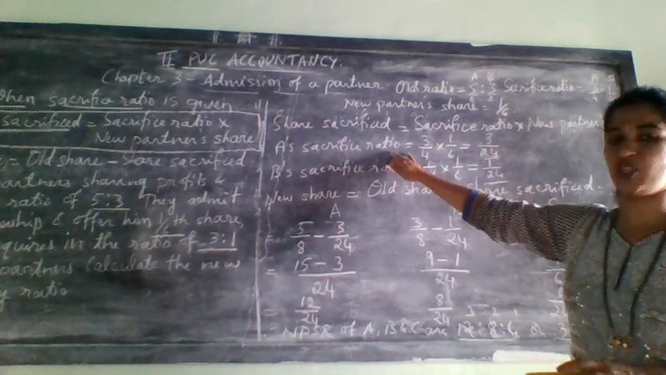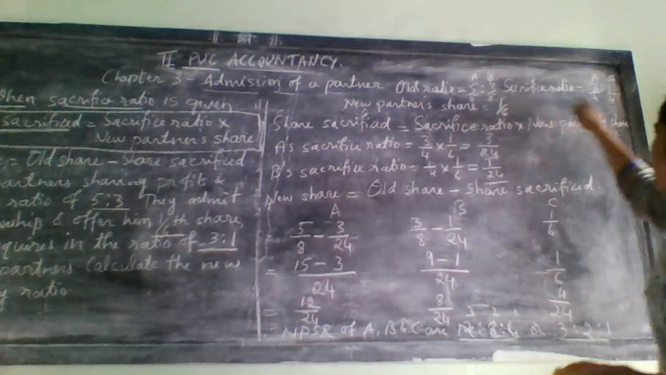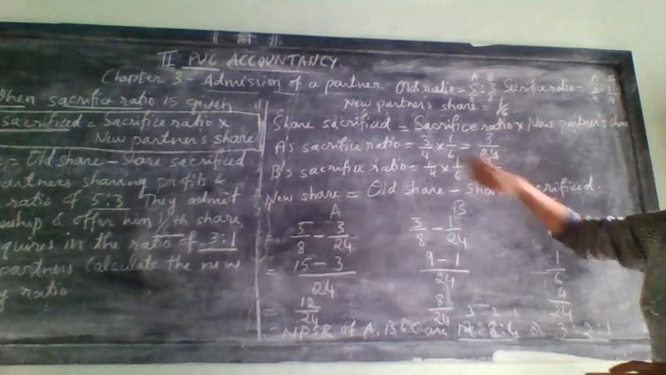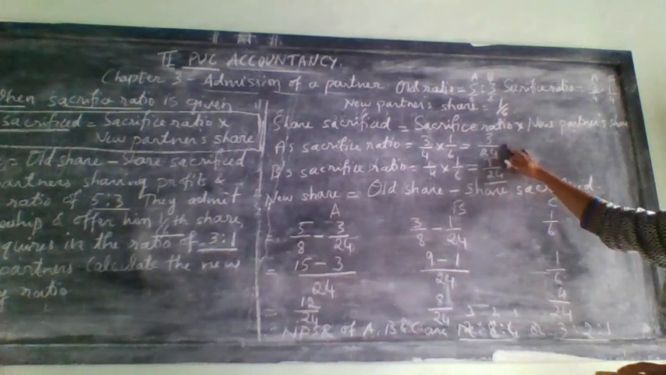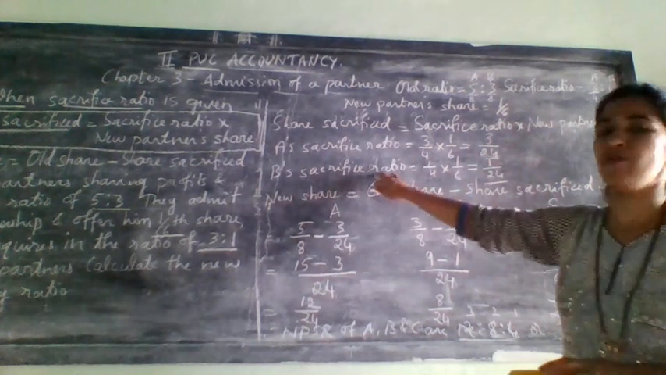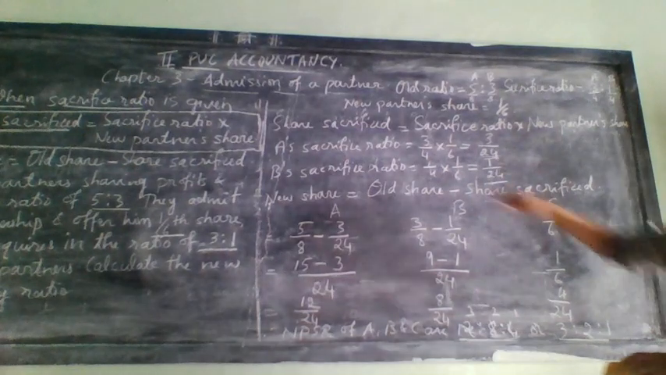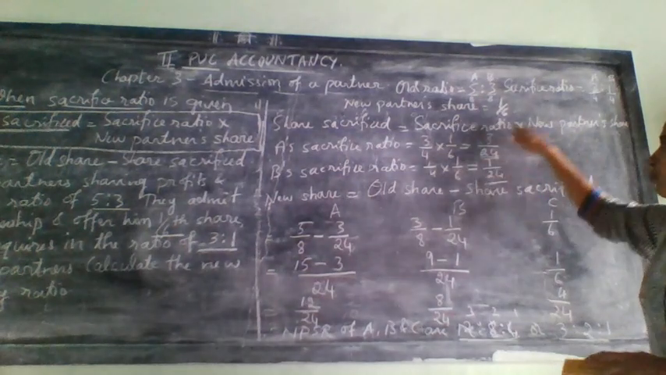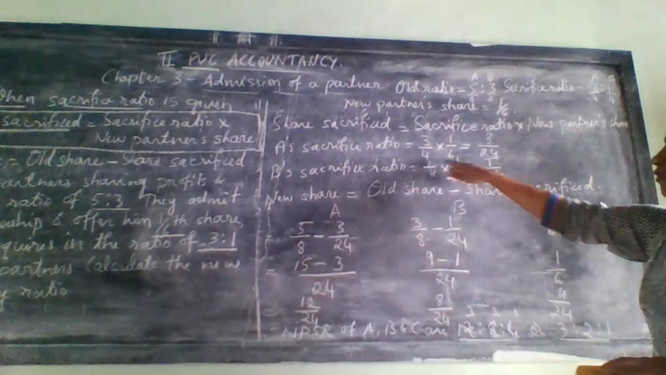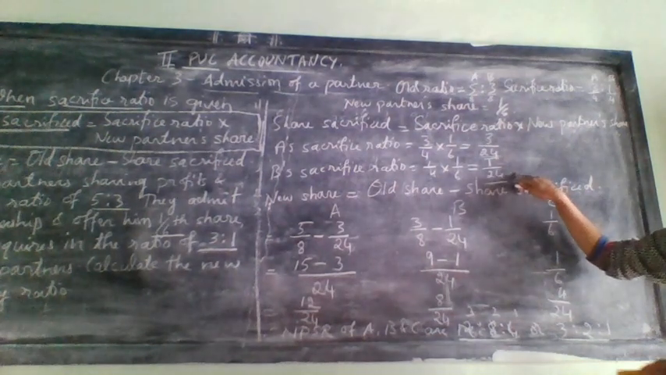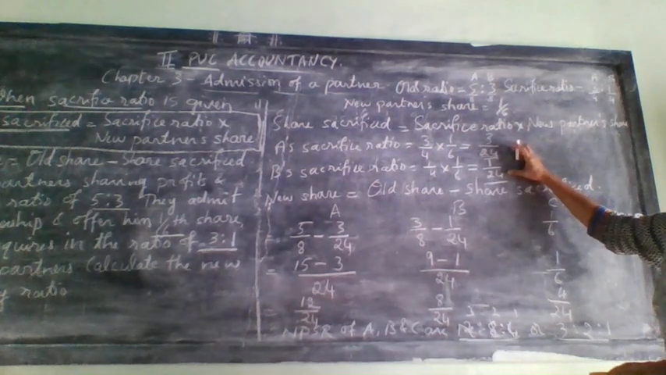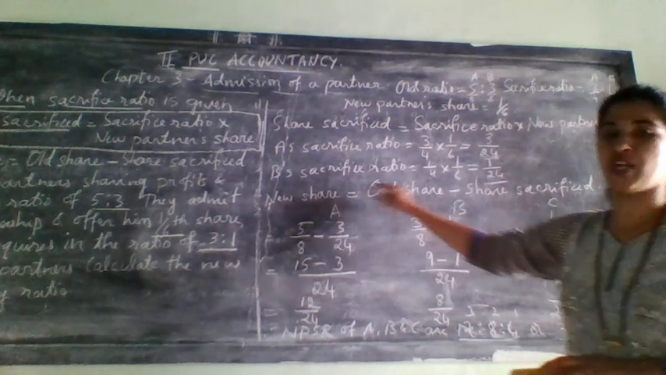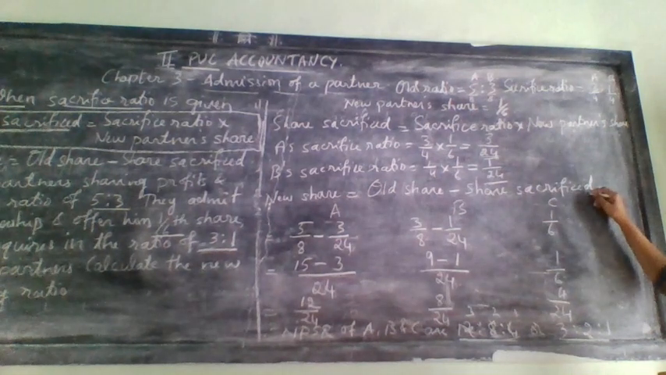Now, A sacrifice ratio is 3 by 4 into new partner share is 1 by 6. When you will multiply with each other, you will get the answer 3 by 24 for A. Now, in the same way, we need to do for B also. So, for B's sacrifice ratio is 1 by 4 into new partner share, that is 1 by 6. It will come 1 ones are 1 and 4 6 are 24. So, now you got sacrifice share. After getting sacrifice share, apply the formula, write the formula, new share is equal to old share minus share sacrificed.